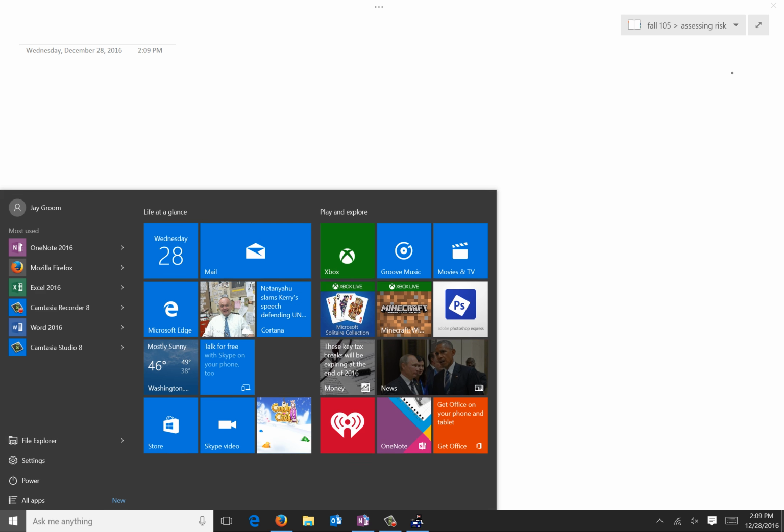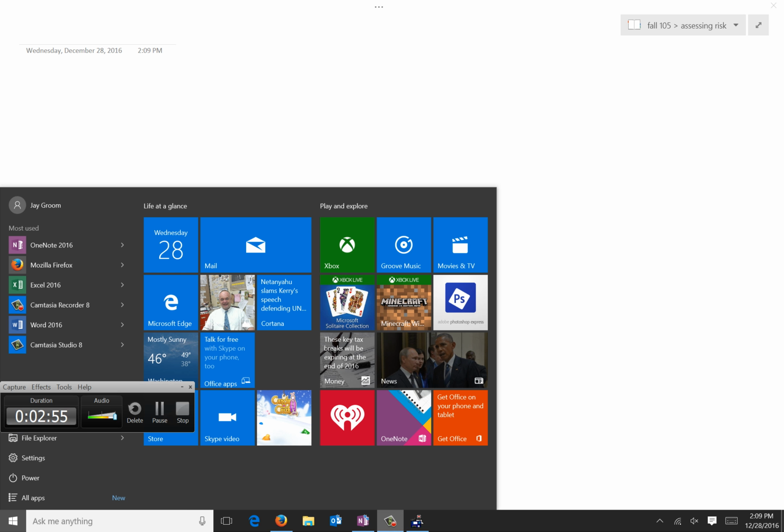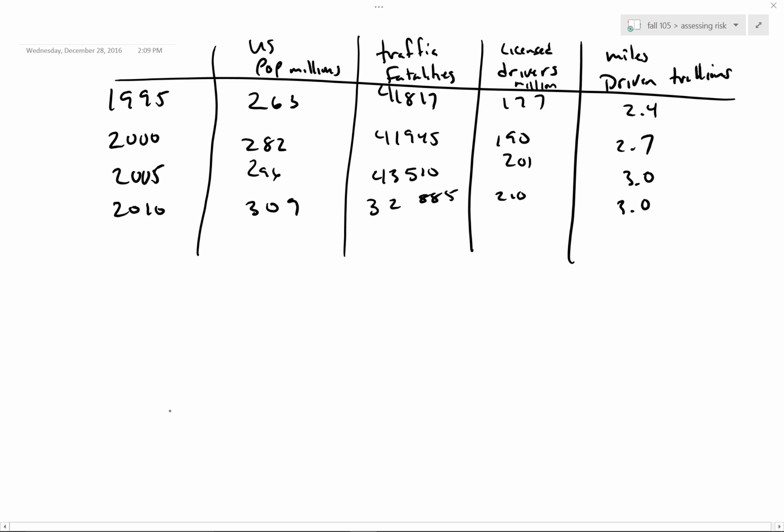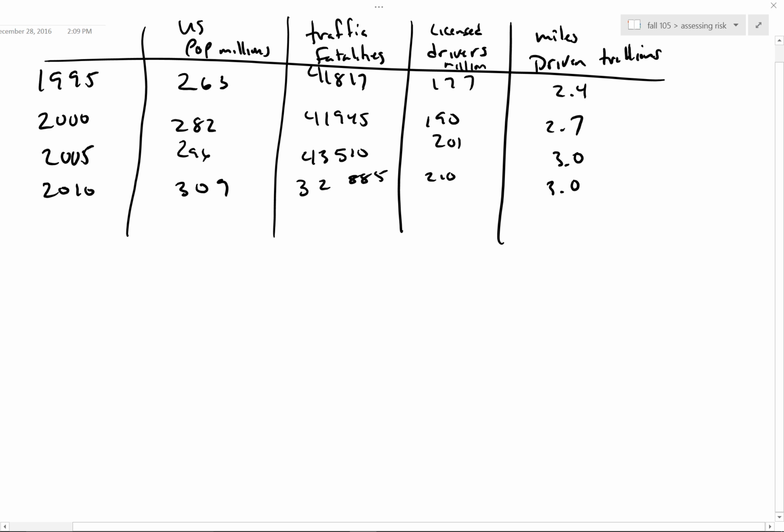So if you're following along, here's one that has an example. I'm going to pause for a second and write the table here for us so we can all look at it. All right, there we go. And so we can make a bunch of different rates here. So this is in 1995. There were 263 million Americans. There was 41,817 traffic fatalities. There's 177 million drivers. And those drivers drove 2.4 trillion miles that year.